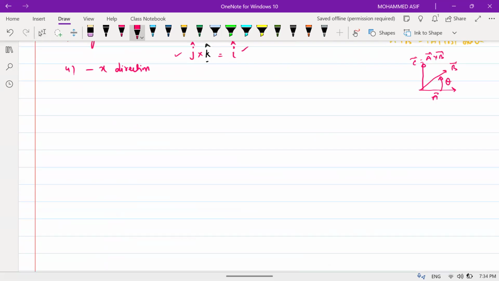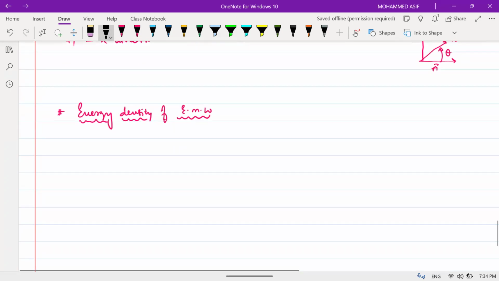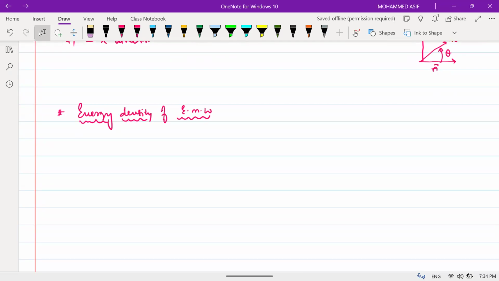Sure. The next one, a very important formula: energy density of an electromagnetic wave. Electromagnetic wave is a combination of what, beta? Both electric field and magnetic field, isn't it? So if I'm writing, the first one is the average energy density of the electric field.